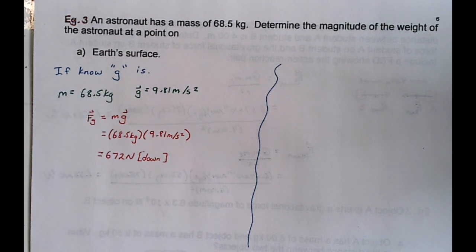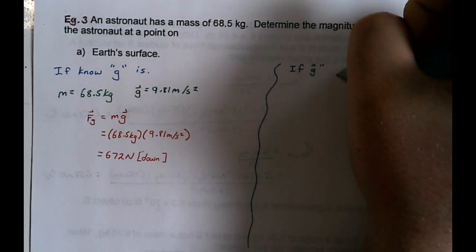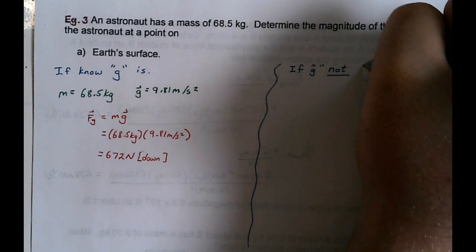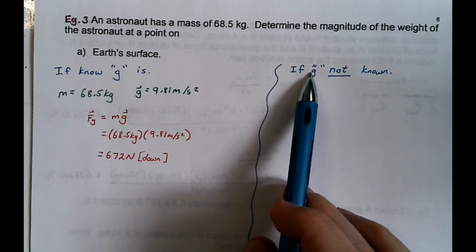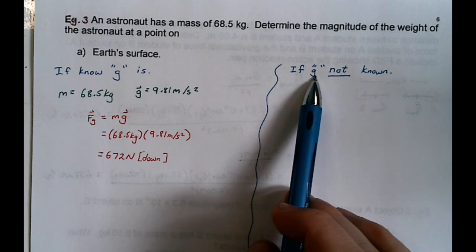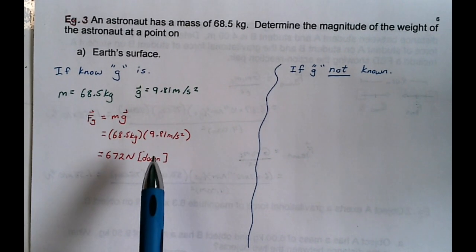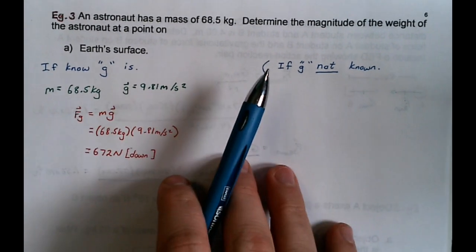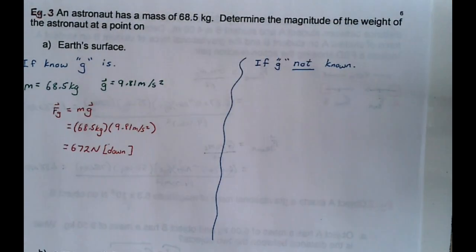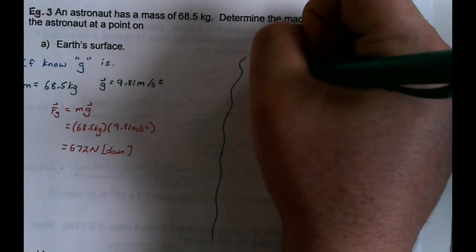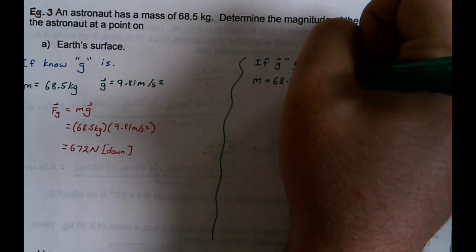If we do not know it, so if G is not known, then we can't use this formula. G may not be known, it may be on a different planet. Maybe we are pretending like we don't know it's a constant of 9.81. Any example like that. So to figure that out, you're going to write down what you know. We have our mass of our object. Our mass is equal to 68.5 kilograms.